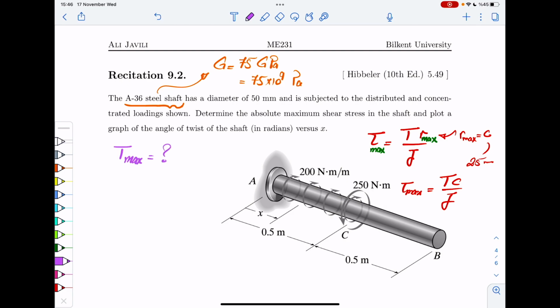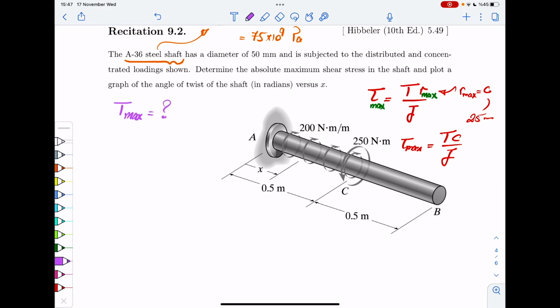So the question now is, what is T maximum? We need to calculate the torque distribution itself. And then again, pay attention to this very important point. These things that you see here, these 250 and 200, these are external torques, okay? These are external loading. This is not what enters into this formula. When you are using a formula like this, you're actually calculating what is happening inside the shaft. So you need to find internal loadings, okay? So don't use the external ones here.